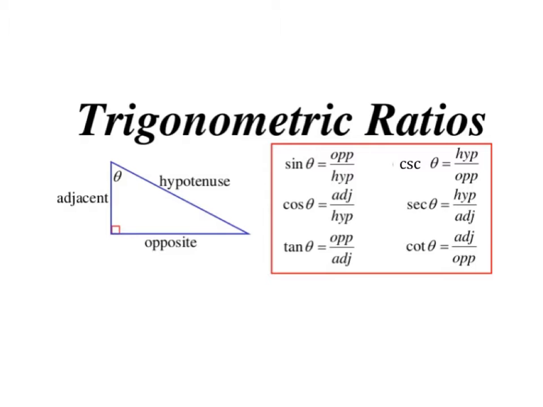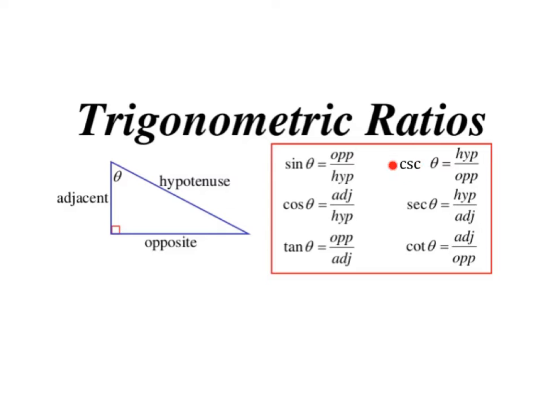So here's a quick reminder of your 6 trigonometric ratios. Given any right triangle and an angle theta, sine of theta is always going to be the length of the opposite side over the length of the hypotenuse. Cosine is the adjacent over hypotenuse. Tangent is opposite over adjacent.